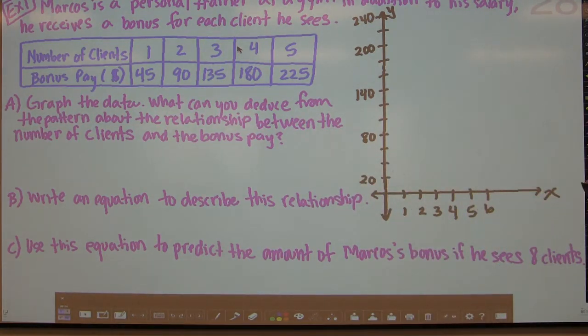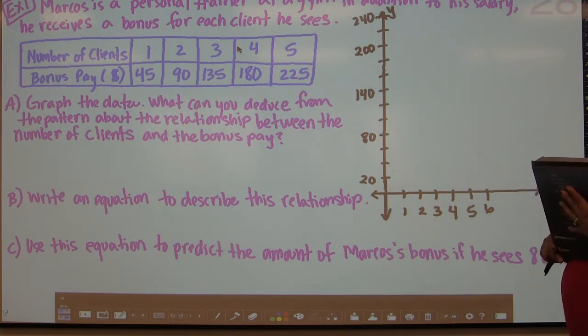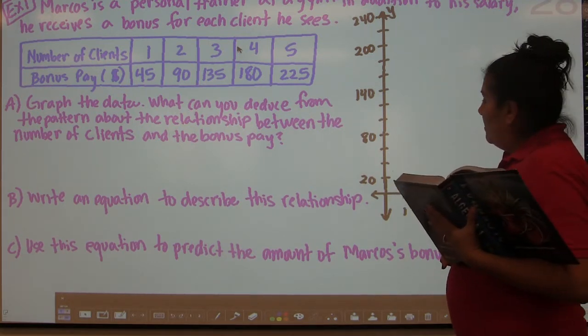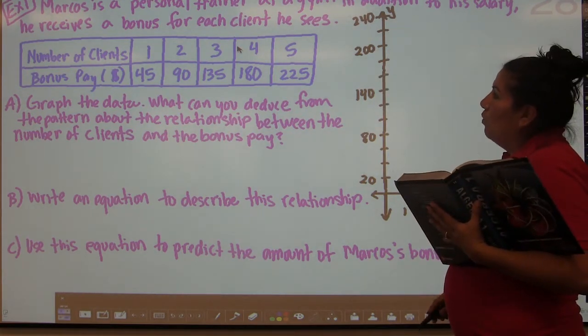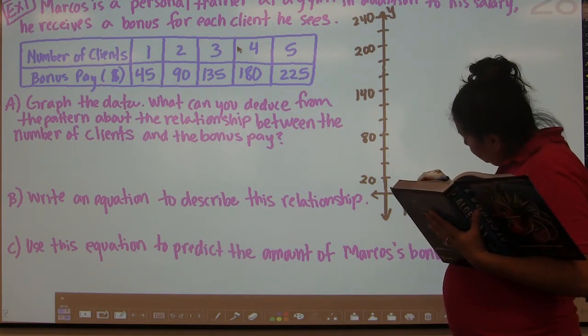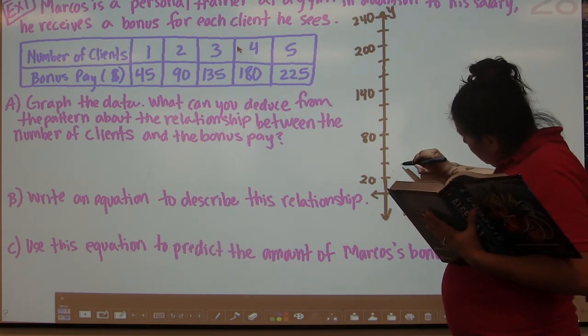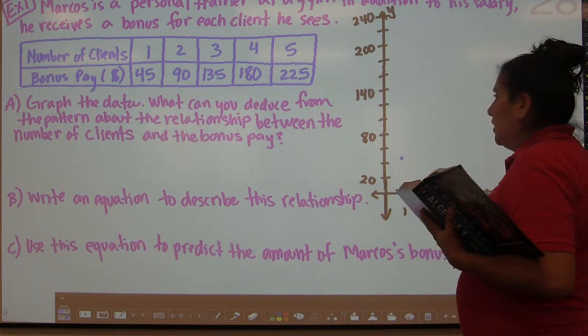So here we go. Well, first thing it asks us to do is just graph the data. So I have a big old graph over here already pre-made. And we want to put number of clients over on the x-axis, and on the y-axis the pay. So for 1, you want 45. I'm going by 20s. So here's 1, 20, 40. Maybe right about there is 45, a little bit above the 40 mark.